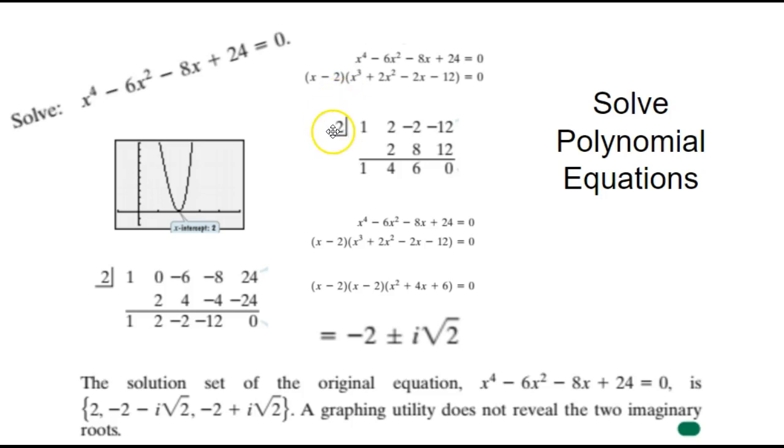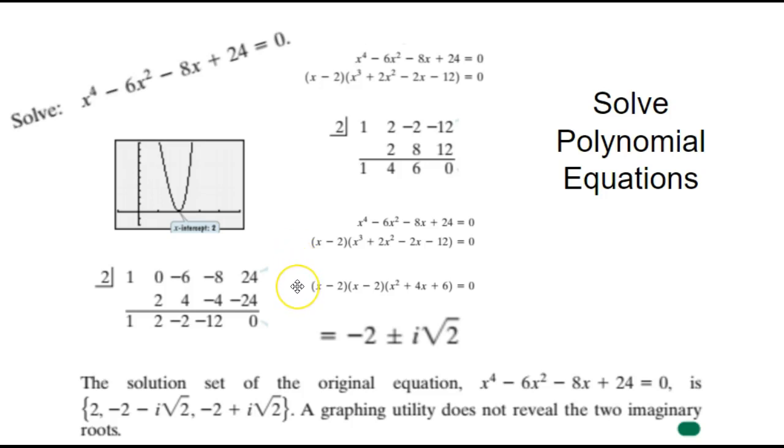So we put 2 in the magic box again, and we use the coefficients of x cubed, which is 1, x squared, which is 2, x, which is negative 2, and the constant term, negative 12. And sure enough, you'll see down here that the remainder is 0. So by using the technology, the graphing calculator, we've identified that x minus 2 is a factor twice, and so here's our original polynomial, the one we had at the top of the screen. And then we continued factoring.